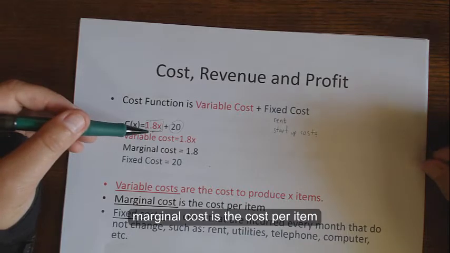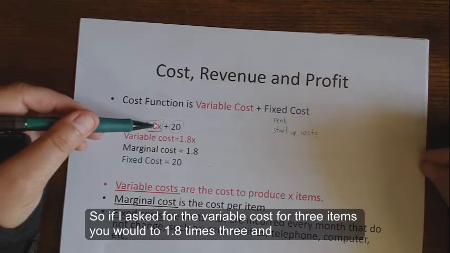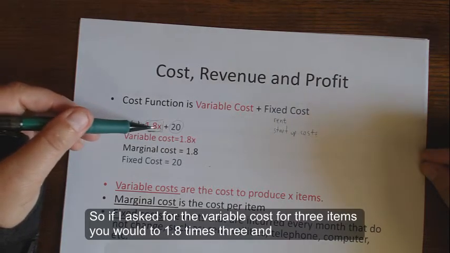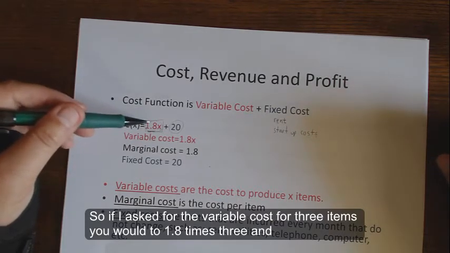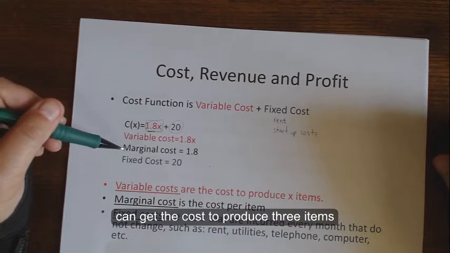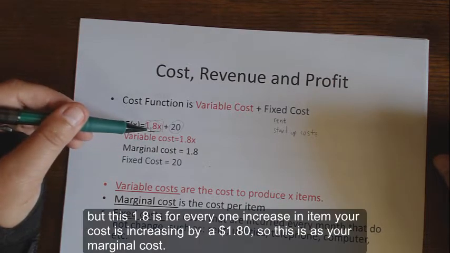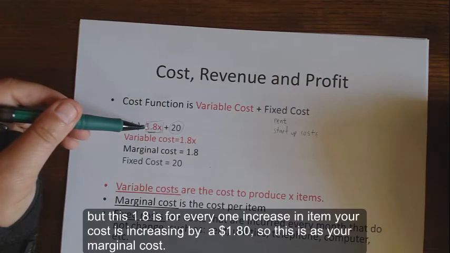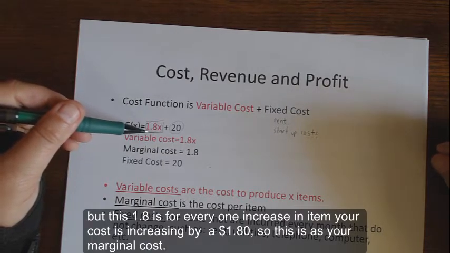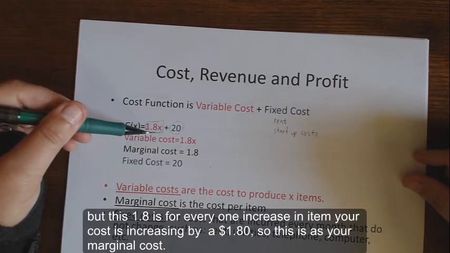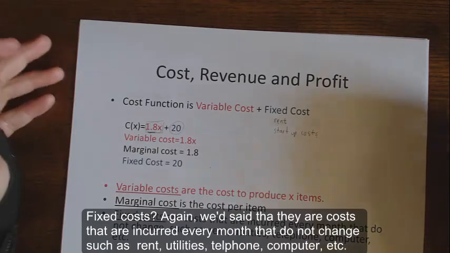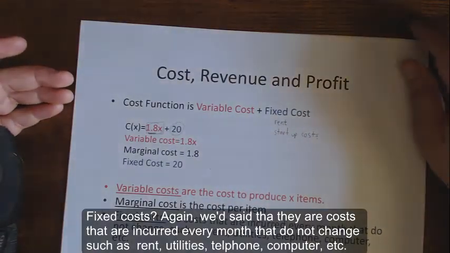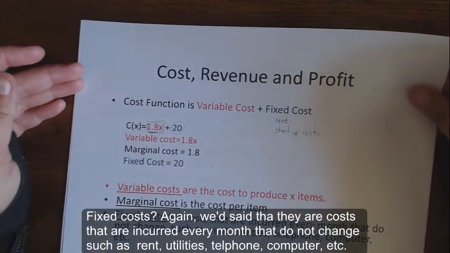So if I ask for the variable cost for 3 items, you would do 1.8 times 3 and get the cost to produce 3 items. But this 1.8 means that for every 1 increase in items, your cost is increasing by $1.80. So this is your marginal cost. Fixed costs, again, we've said, are costs that are incurred every month that do not change, such as rent, utilities, telephone, computer, etc.